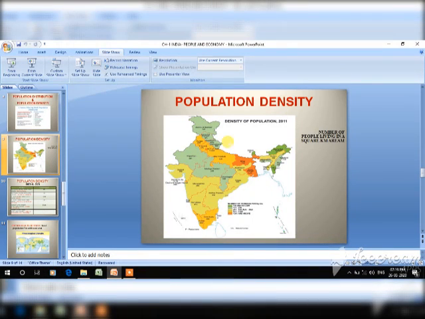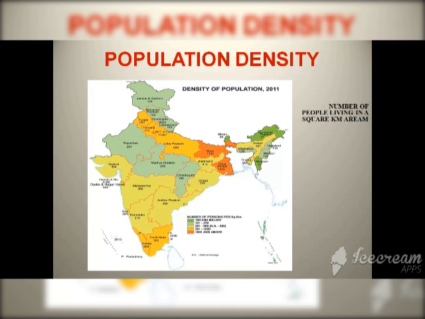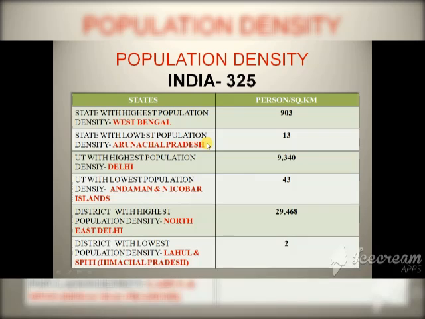So yesterday I was discussing population density in my last video. Here I will come to the next slide. As you can see, this is the chart which shows the population density, highest and lowest. As a whole, India's average population density is 325 persons per square kilometer. Then these are the various lowest and highest states based on population density.